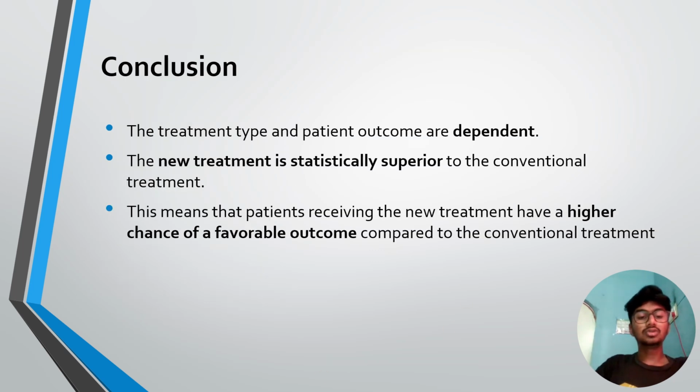Next, coming to the conclusion: the treatment type and patient outcomes are not independent. As you know, the new treatment is statistically superior to the conventional treatment, so we take the new treatment as the first priority. This means that the patients receiving the new treatment have a higher chance of a favorable outcome compared to the conventional treatment. This is how the new treatment is treated as superior. So this is from this topic, test of significance.